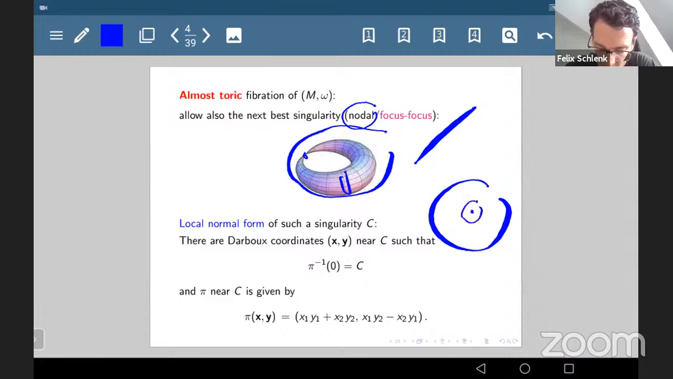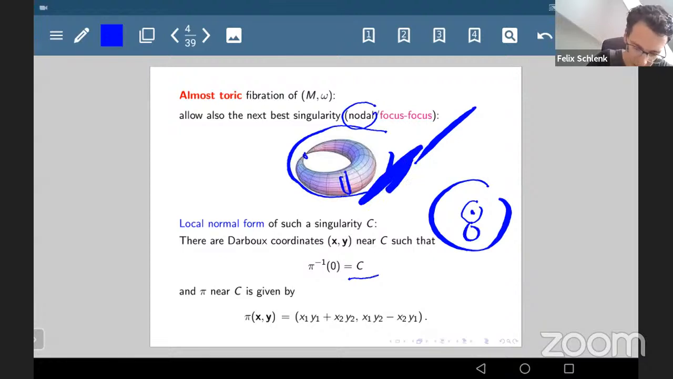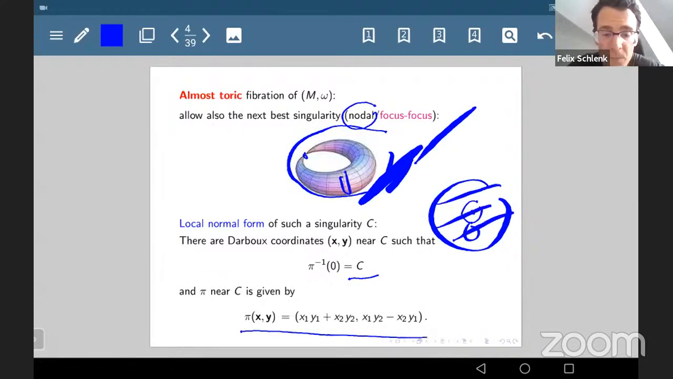So in a little disk over this point, meaning in a four-dimensional set in the manifold M, you should find Darboux coordinates, meaning that the symplectic form is given by dx dy, such that the preimage pi of the projection of the origin is exactly this thing. And, well, up to now we didn't do much. And in this neighborhood, the projection has exactly this form, x1, y1, you can read. So it's a stupid formula. But when you write it in complex coordinates, it becomes quite nice.